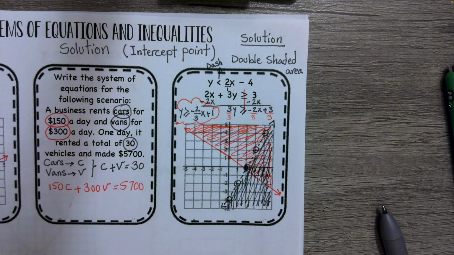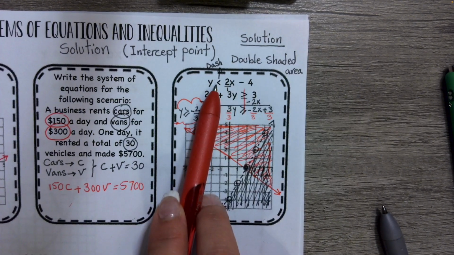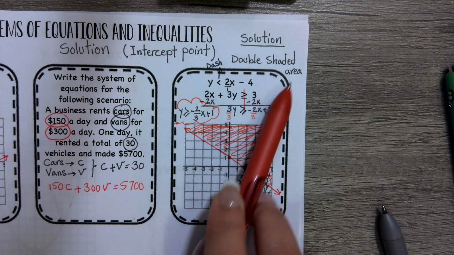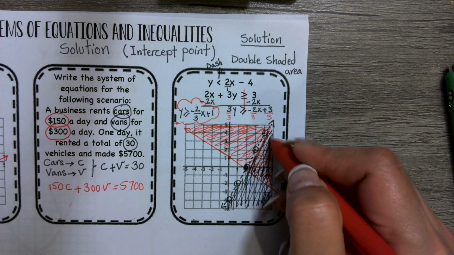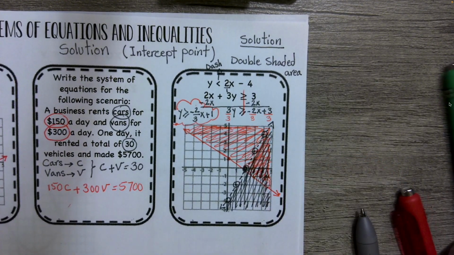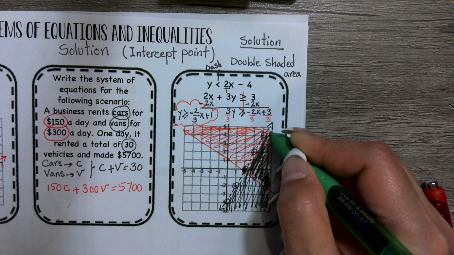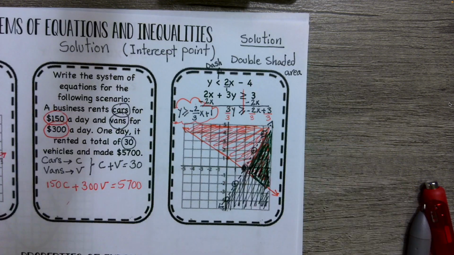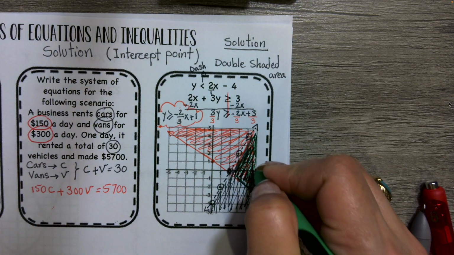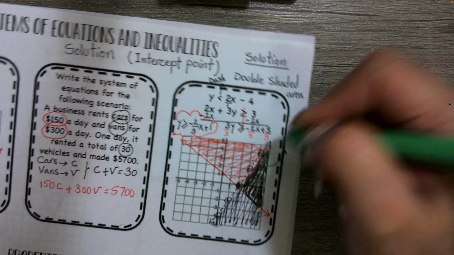Right? Now, remember that I told you the solution for an inequality is the double shaded area. Which part is the double shaded area? It's this part. I'm going to draw it in a different color. So this part is my double shaded area. So that part is my solution.